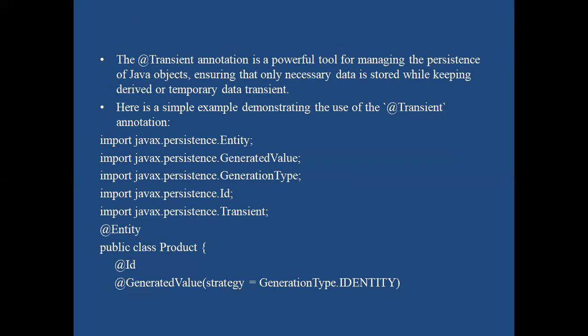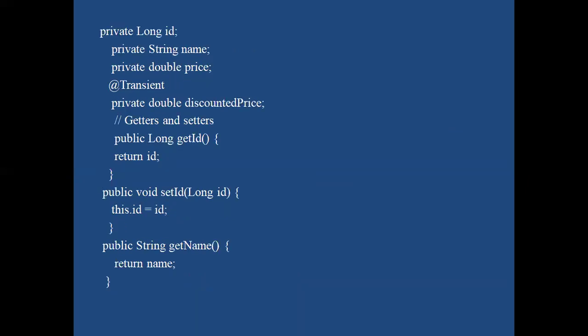Here is a simple example demonstrating the use of the @Transient annotation. First, we have to write the package. This example is for a REST application. So, import Entity, import GeneratedValue, import GenerationType, import Id, import Transient. The @Entity annotation creates a table: public class Product, where Product is the table name. Then @Id marks the primary key attribute, and @GeneratedValue means the primary key value can be generated automatically. So long id is the first attribute, the primary key attribute.